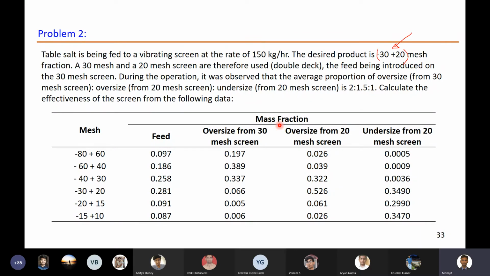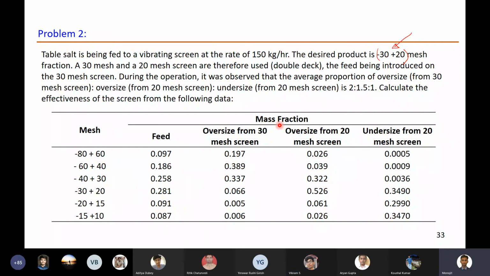Okay, first you tell me what do you understand by this minus 30 plus 20? That means they're undersized 30 and oversized 20. Undersize of 30 means that if the size is 30, then the particles which are lesser than 30 will pass through that sieve, and it will not be able to pass through the one which is 20. Okay, right, you're absolutely right.